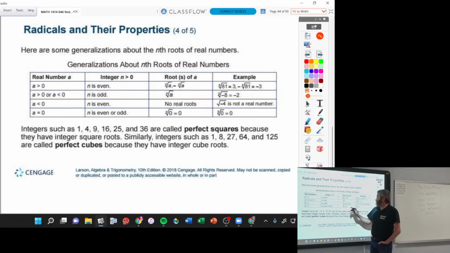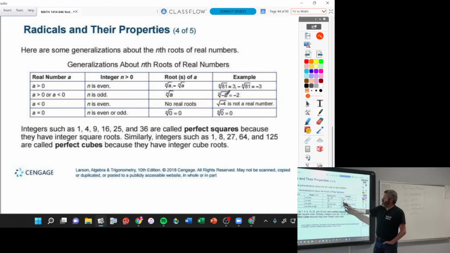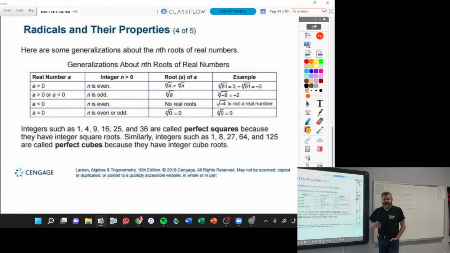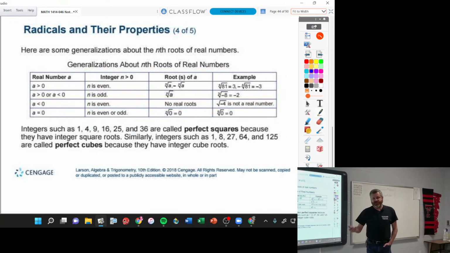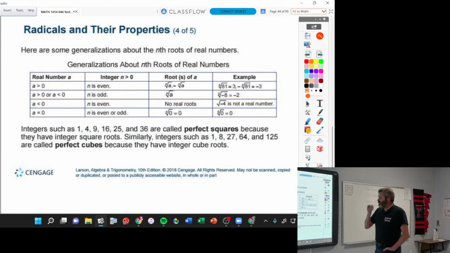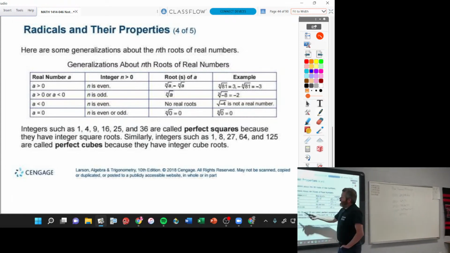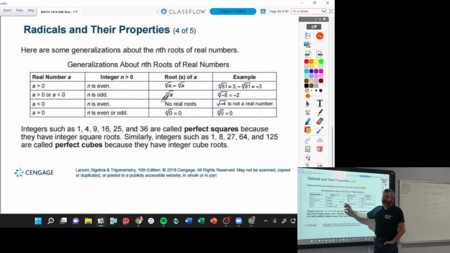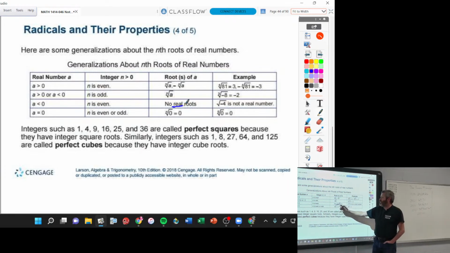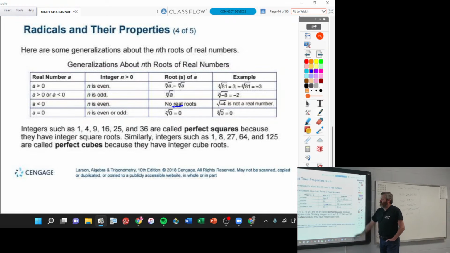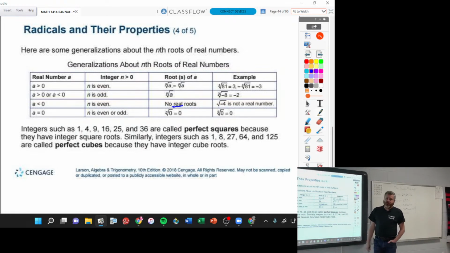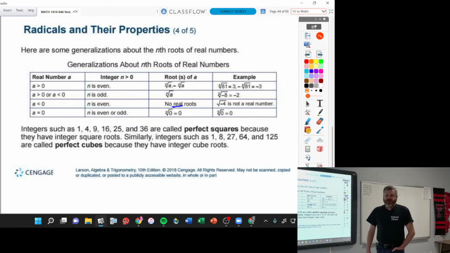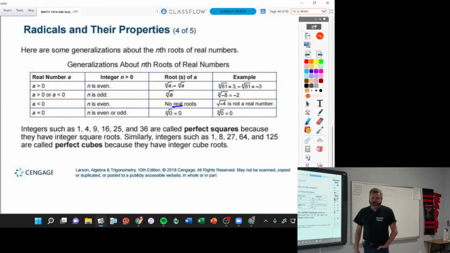The cube root of negative 8 is negative 2, because negative 2 times negative 2 times negative 2 is in fact negative 8. If a is negative and n is even, there are no real roots. The square root of negative 4 is not a real number, meaning I cannot find two real numbers that are exactly the same and multiply them together to get negative 4.